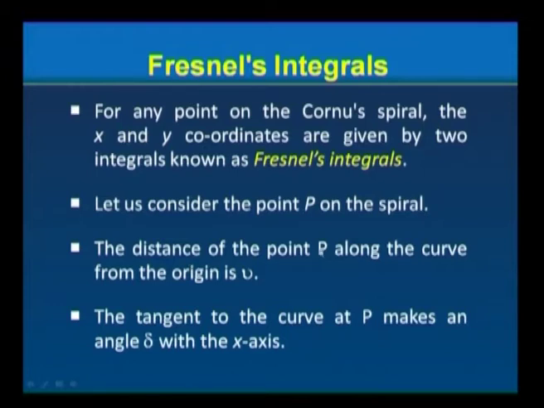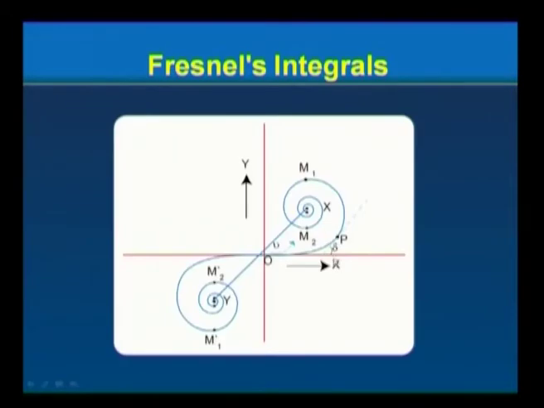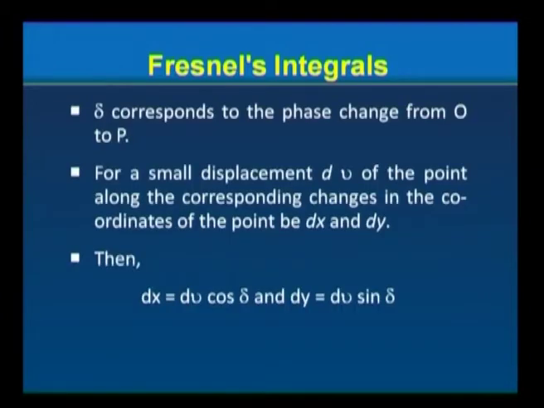The distance of the point P along the curve from the origin is v. The tangent to the curve at P makes an angle delta with respect to the x axis. This is the delta and this is the point P. This is the Fresnel's Cornu spiral.